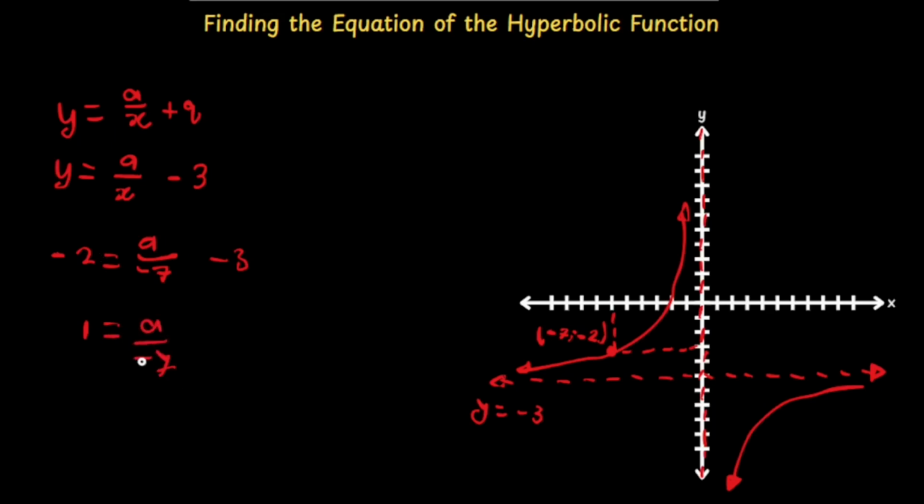Manipulating further, we would multiply both sides of this equation by -7, and that would leave us with -7 is equal to a. We can now substitute that into our formula, and we would get y is equal to -7 over x minus 3. And it's that simple, guys. That's how we would obtain the equation of the hyperbola using a given sketch.